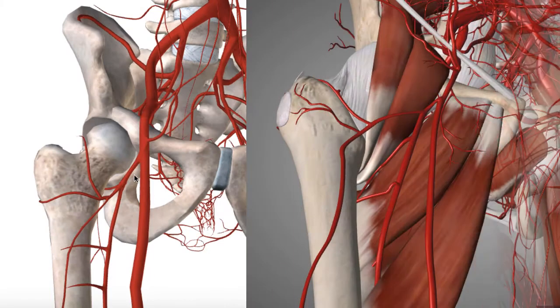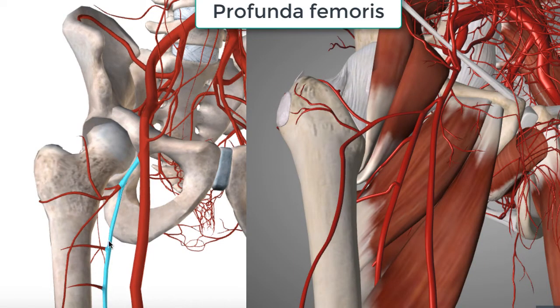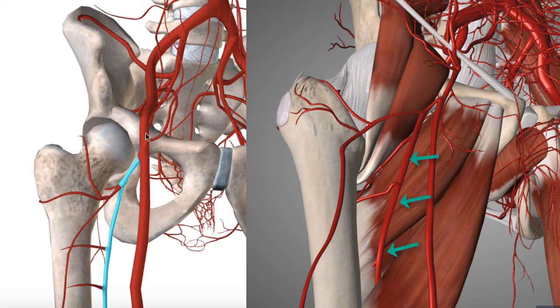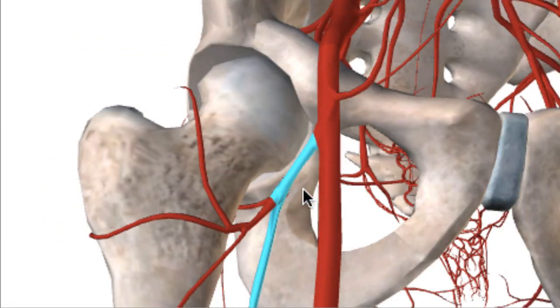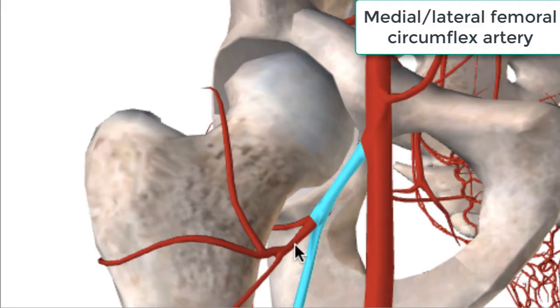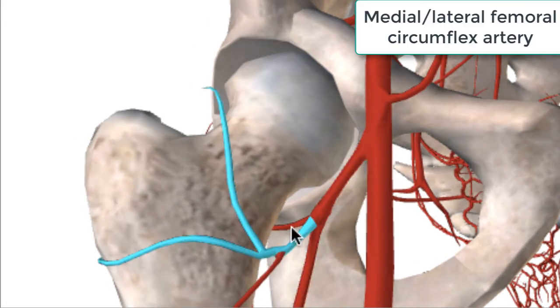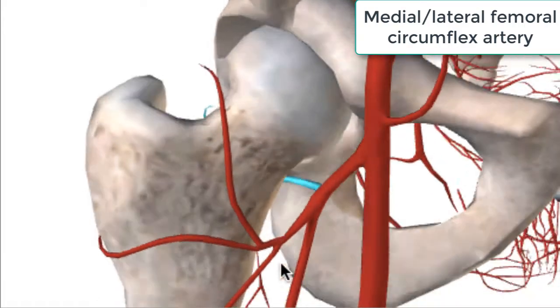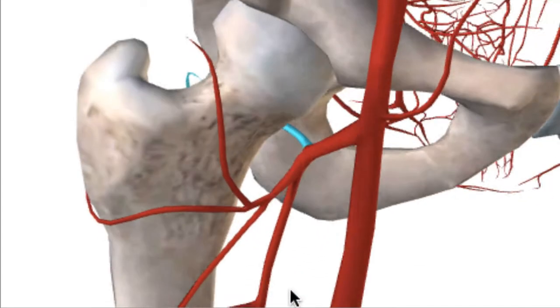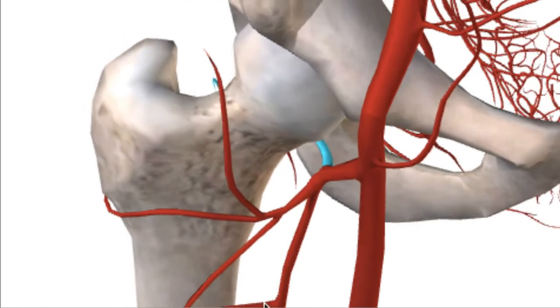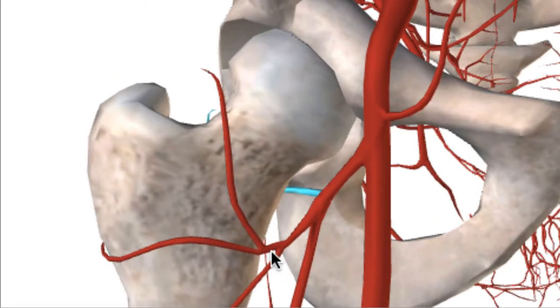The profunda femoris artery is the large and important branch that arises from the lateral side of the femoral artery about 4 cm below the inguinal ligament. At its origin, it gives off the medial and lateral femoral circumflex arteries, which take part in the formation of the anastomosis around the hip. The medial femoral circumflex artery passes backward between the muscles that form the floor of the femoral triangle and gives off muscular branches in the medial fascial compartment of the thigh.